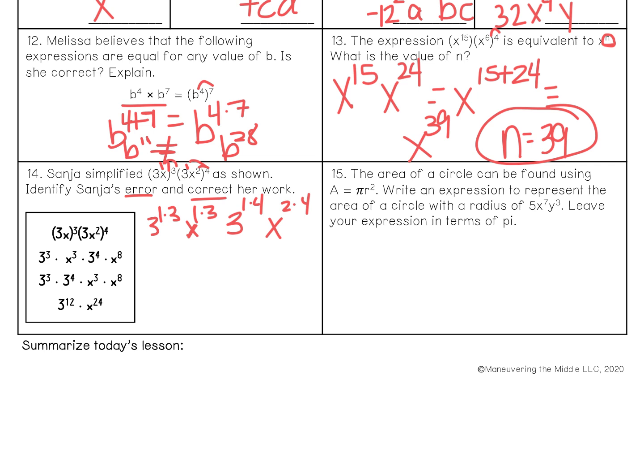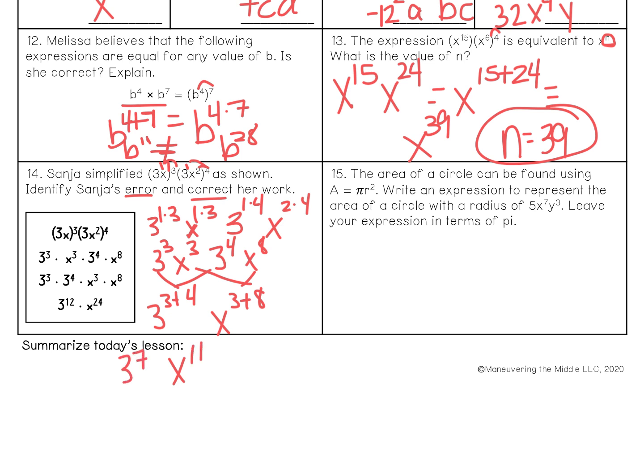So I can simplify these. I have 3 to the 3rd, x to the 3rd, and then I have 3 to the 4th, x to the 8th. So I'm going to put my 3's together. 3 to the 3 plus 4, x to the 3 plus 8, and we get 3 to the 7, x to the 11. So we can see that is not what she got.